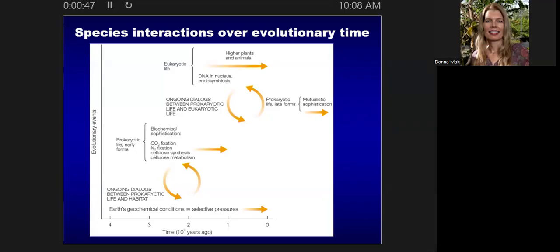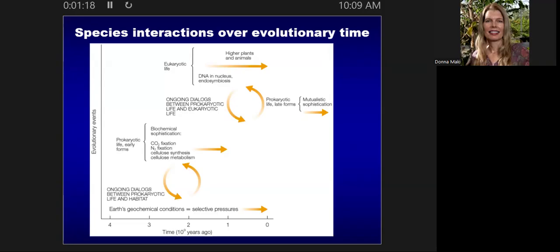With this figure, they're looking at time on the x-axis and the evolutionary events on the y-axis. They're basically trying to show some big moments in the evolutionary process. One of the main things to think about is that microbes were here first. They were here first, and so anything else that evolved came into that world of microbes.